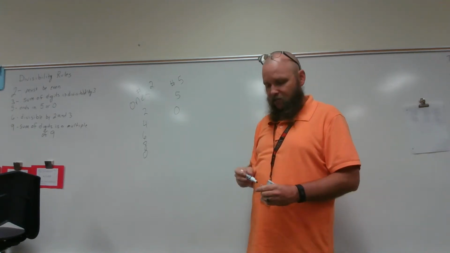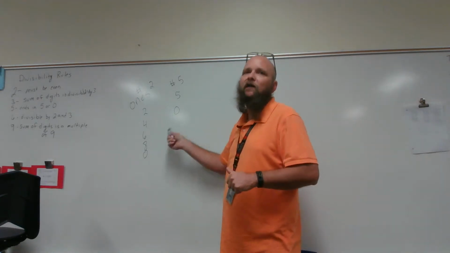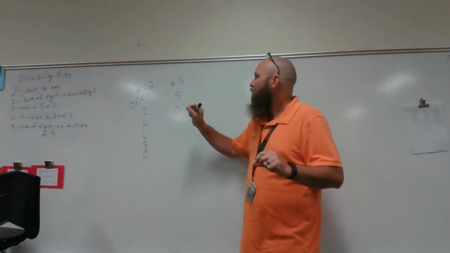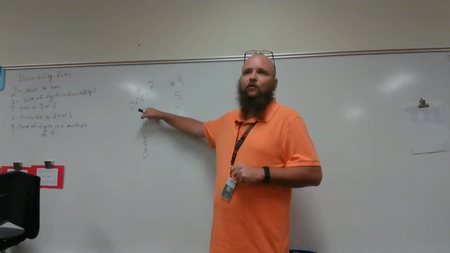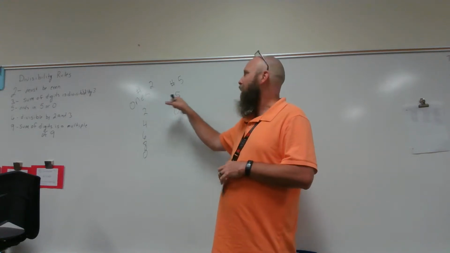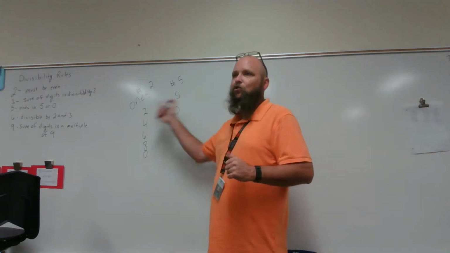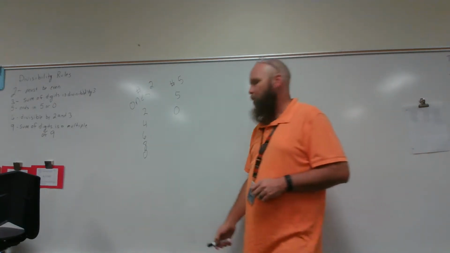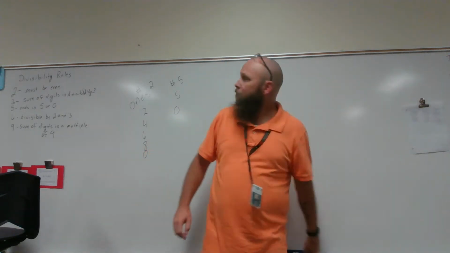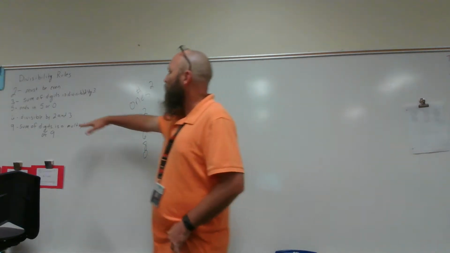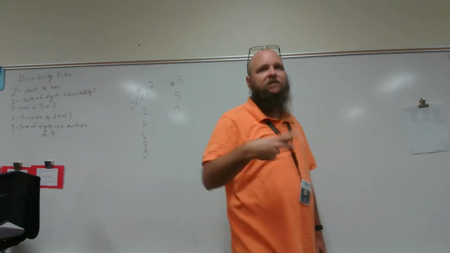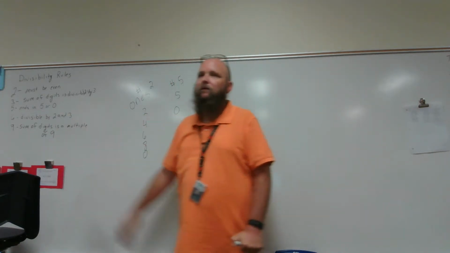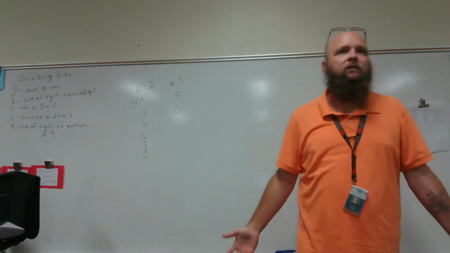My ones place has to be a 0. That's the only option you have for your ones place. If your ones place is not a 0, then it's not going to be divisible by 2, or it's not going to be divisible by 5. One of these two won't work if it's not a 0. Just simple fact. We don't even really need to look at 6, because 6 says if it's divisible by 2 and 3. So all I got to do is make sure 2 and 3 are good, and I'm golden.